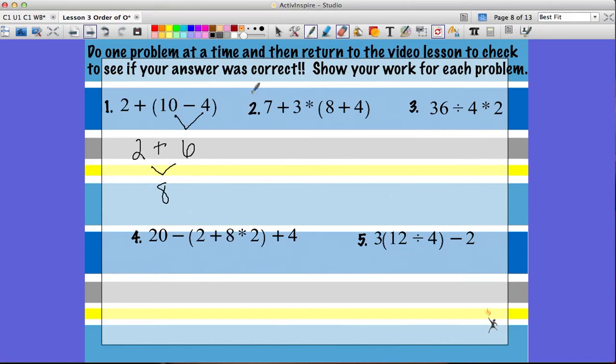So what I want you to do now, I want you to pause and try number 2, and when you come back, I will show you the work and the correct answer. Make sure you try this though, so that way you're getting the practice in that you need to be successful with this.